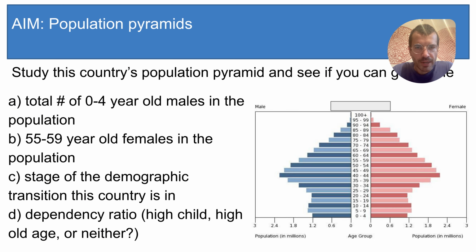All right, here's some practice. Study this country's population pyramid and see if you can guess the total number of 0 to 5-year-old males, 40 to 45-year-old females, which stage of the demographic transition it's in, and the dependency ratios, high child, high old age, or neither. Pause the video.